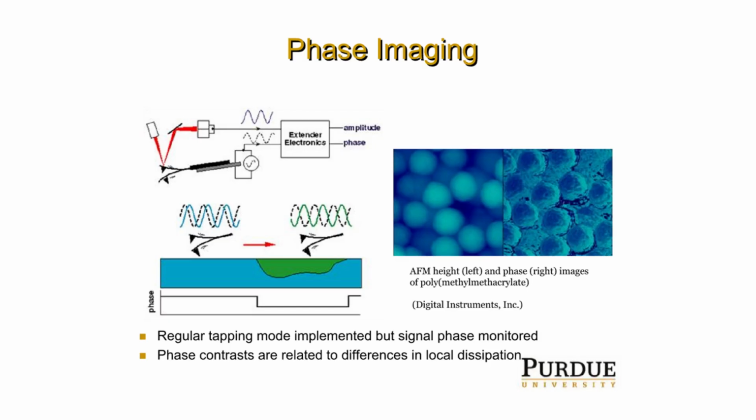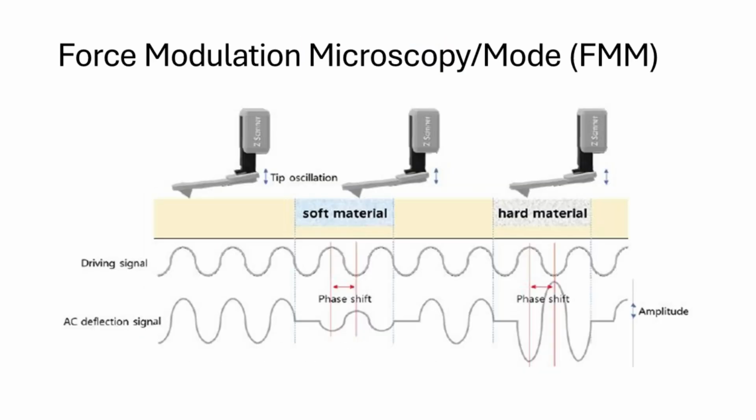Here's another picture showing that phase detection has higher resolution than just amplitude. This diagram shows force modulation microscopy, which is how it detects whether the material is soft or hard. When the material is soft, the force reflected is softer, meaning the amplitude will be lower. When the material is hard, the force reflected will be higher, so the amplitude detected is higher.